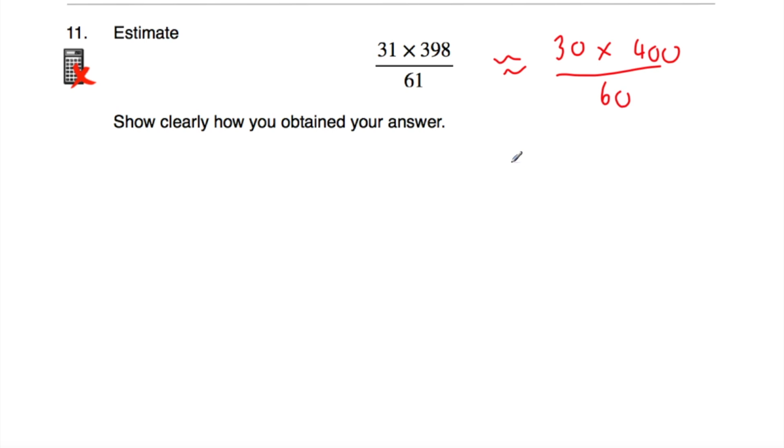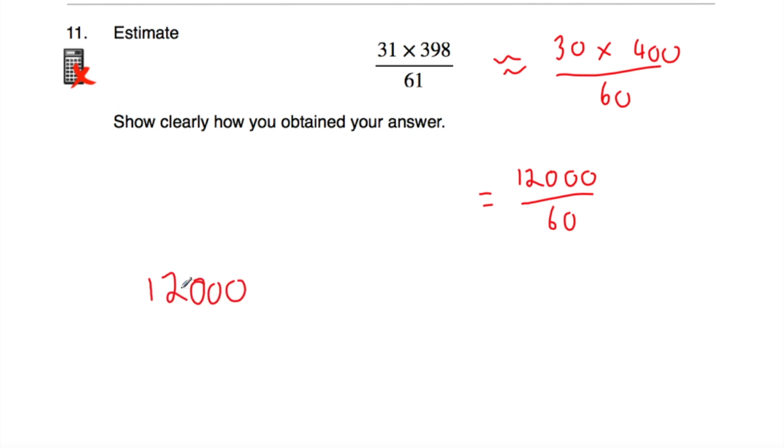So then if we work this out, we've got 3 times 4 is equal to 12, and then we've got 1, 2, 3 zeros, and then that's divided by 60. So we're going to do 12,000 divided by 60. There's a few different ways you could approach this. You could cancel it down and then write 1,200 divided by 6, just dividing both the numerator and denominator by 10, and then 1,200 divided by 6 would be equal to 200. So that's one approach. Or you could use the bus shelter method here, and that's what I'm going to do.